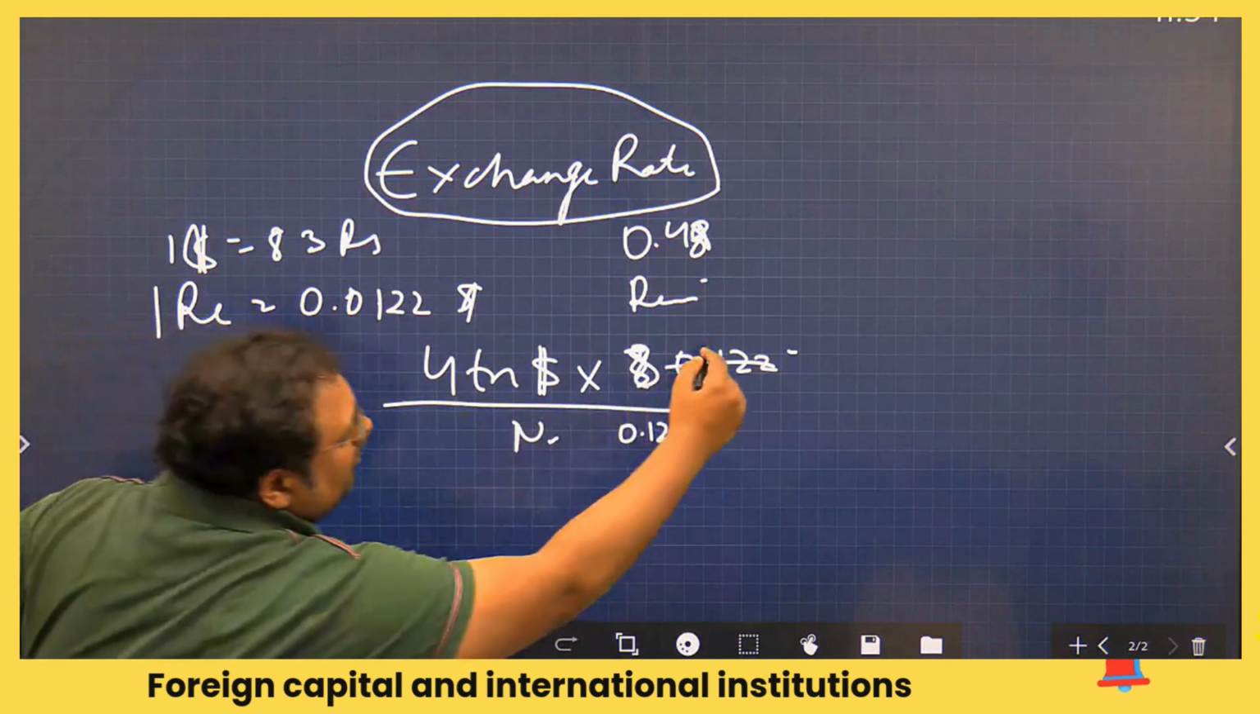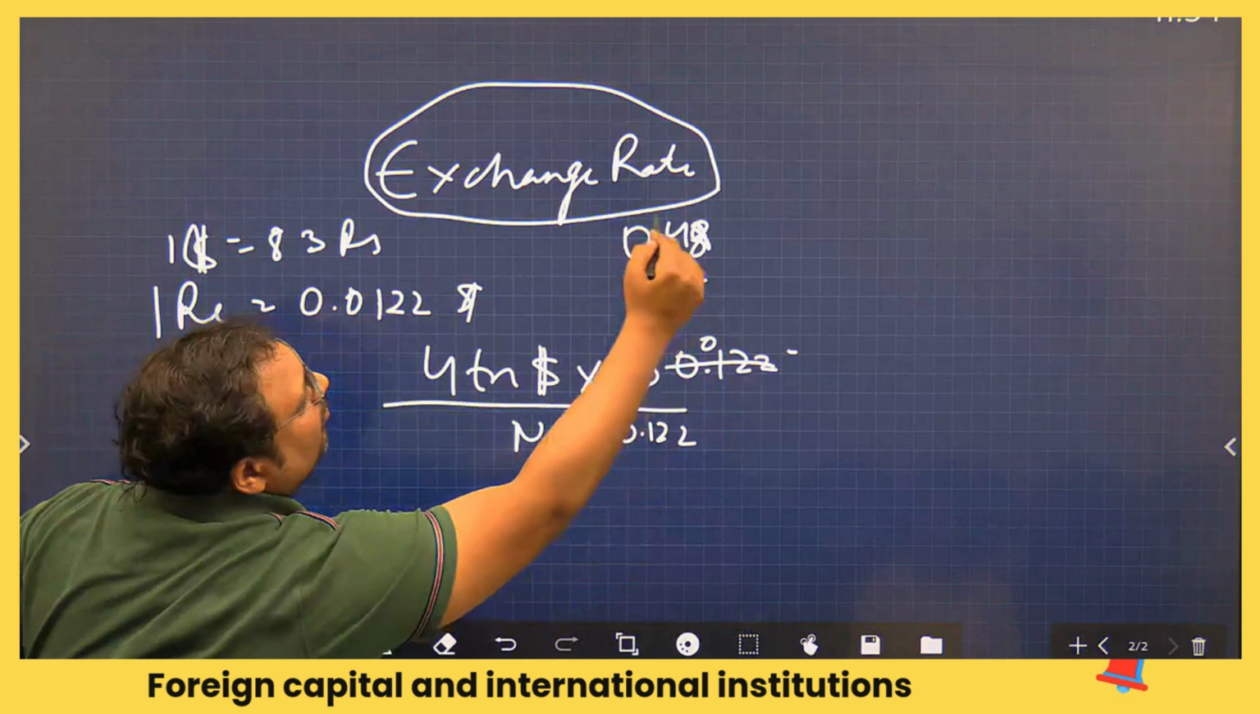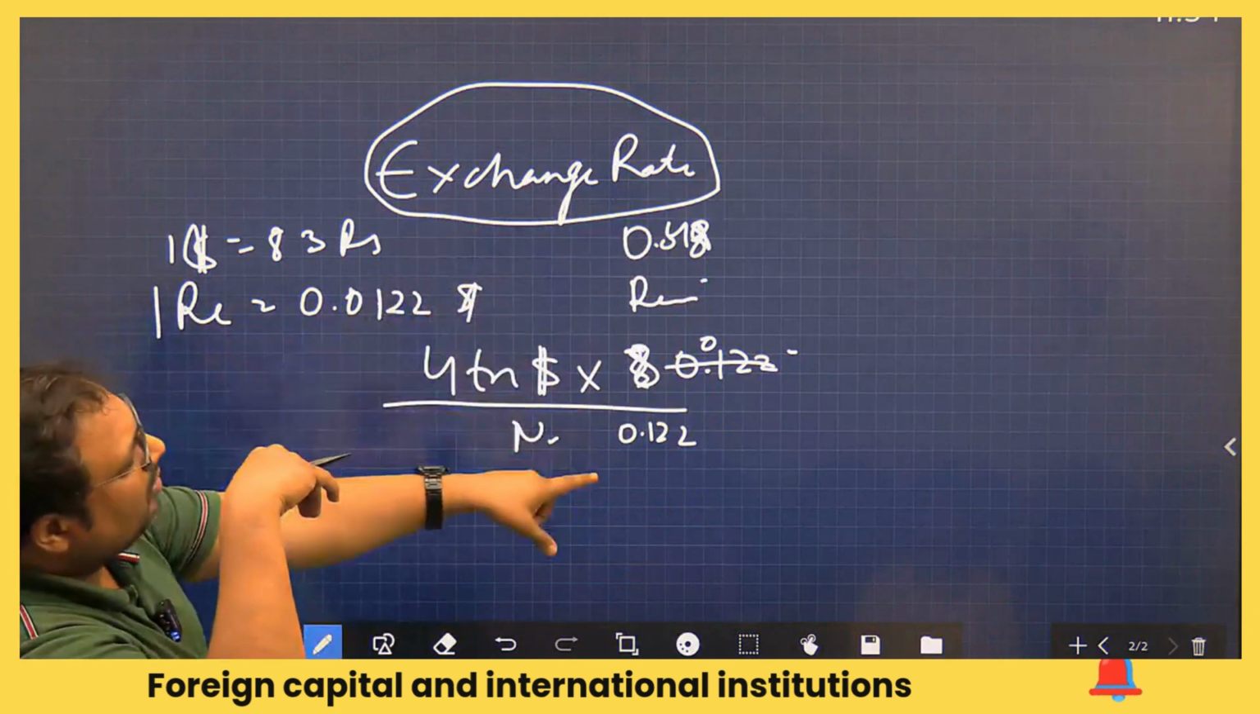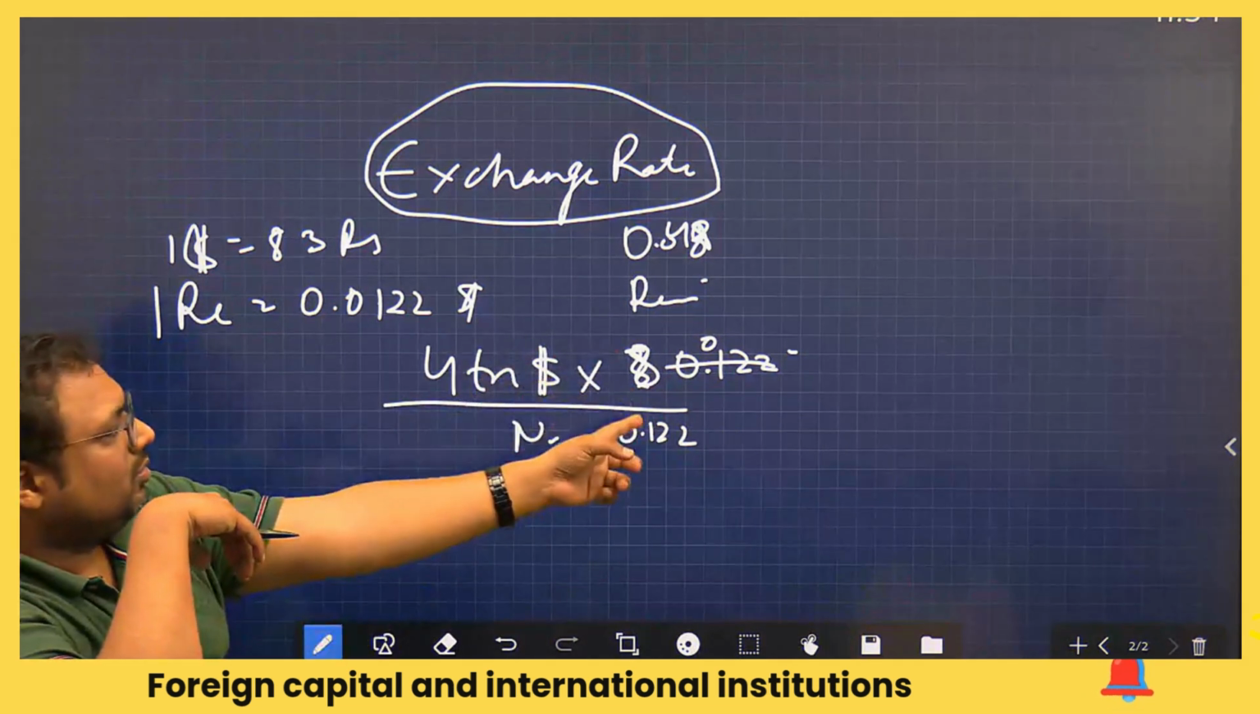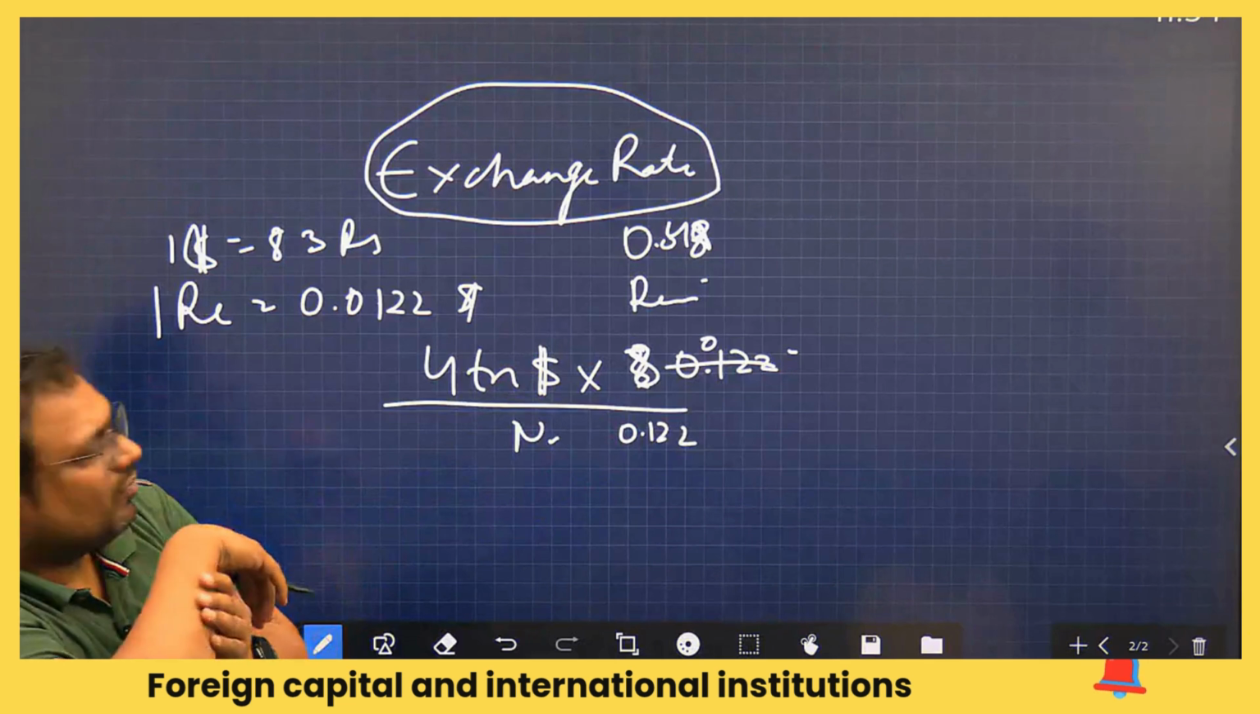Sorry, 0.012, and this is also 0.048. So when you multiply this, our GDP will come close to $13 trillion. Okay, this is where the difference occurs.